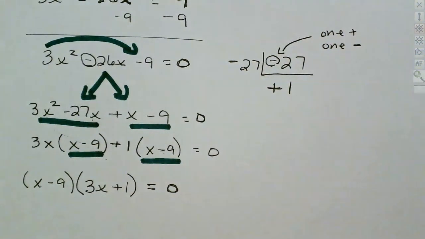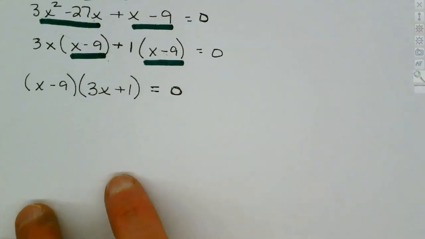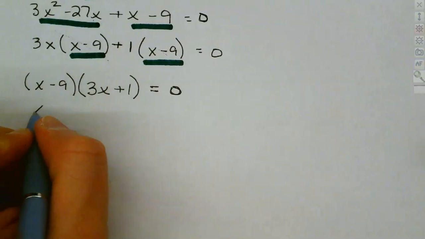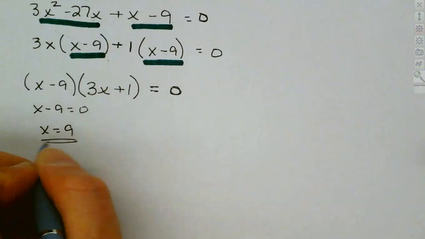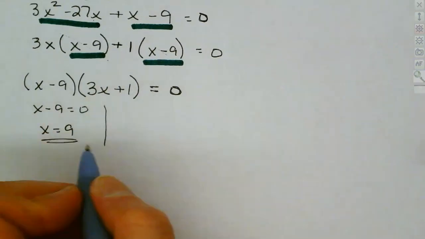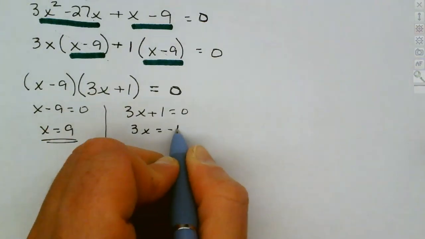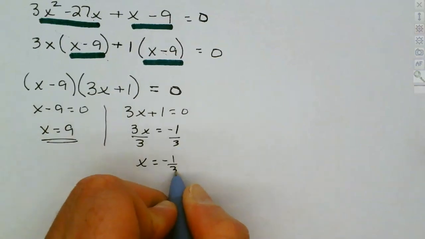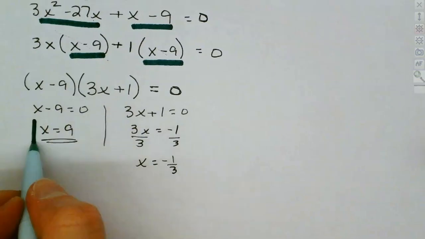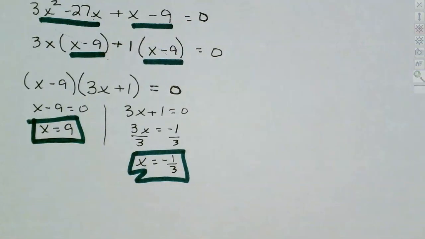Right, is everyone okay with how I got to that point? We're going to do several of these. Now we've got it factored, so now we can solve it. So what would I get for my two solutions? The first one is x minus 9 equals 0, so x equals now what? 9. What about the other one? 3x plus 1 equals 0. So 3x equals negative 1. Divide by your 3. So x now equals a negative 1 third. Is everyone okay with that?